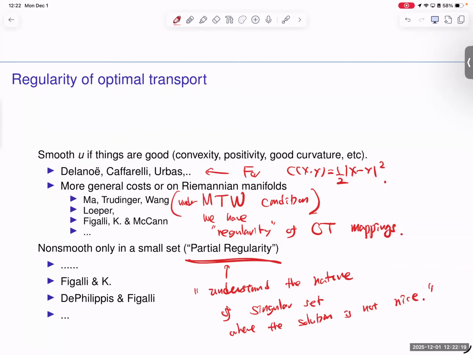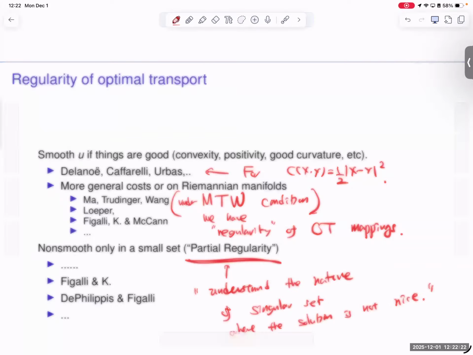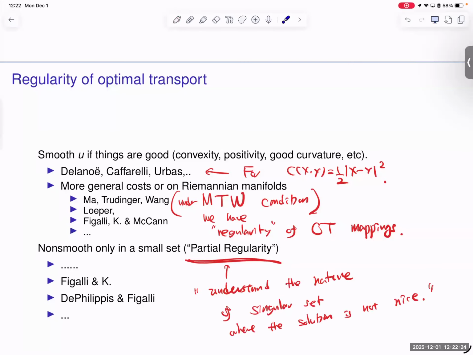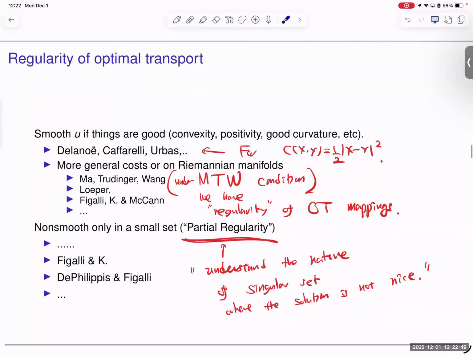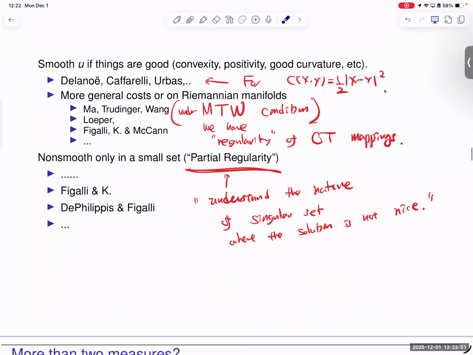And this partial regularity theory is also considered by Figalli and myself, also De Filippis and Figalli, and also many others. But this is rather, I would say, still an underdeveloped direction. This research direction seems to be very difficult to make any progress. Okay, so that's the two measure case.